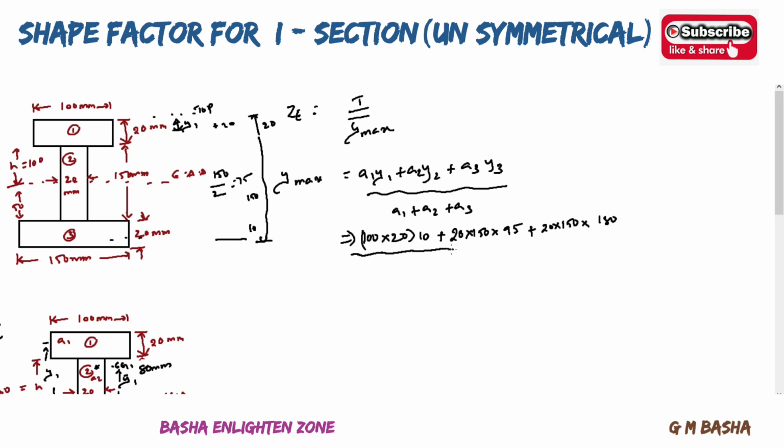Like that we can divide individually a1 y1, a2 y2, a3 y3, and then again a1 will be equal to 100 by 20, a2 will be equal to 20 by 150 which is the second section, and the third section will again be 120 into 150. So simplify this one. How much will you get?